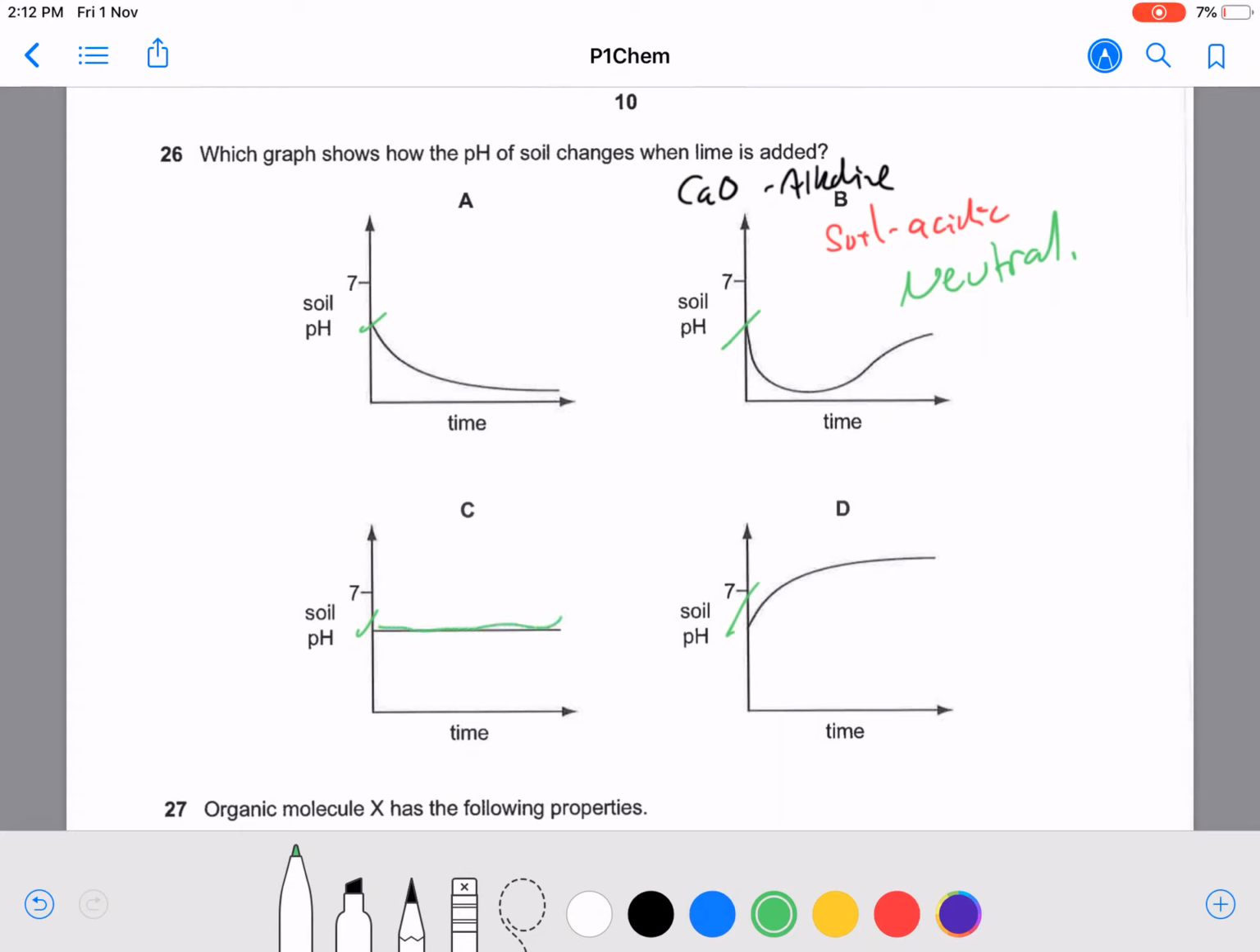It's just a straight line, so it's not C. And this one has the pH getting even more acidic. Well, it won't, because lime is alkaline, so it's not A. This one becomes more acidic, then more alkaline. It's just nonsense. This one becomes gently past 7, which is neutral, to around 7.5 or 8. It's slightly alkaline. The answer is D.